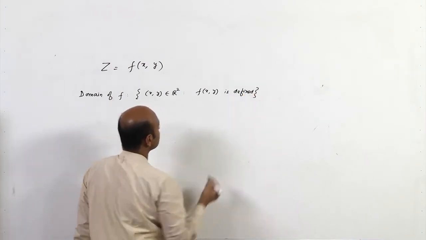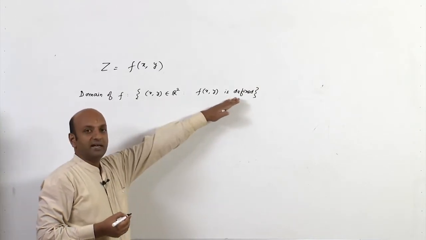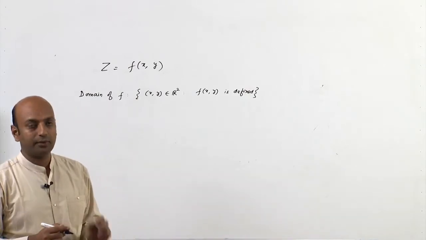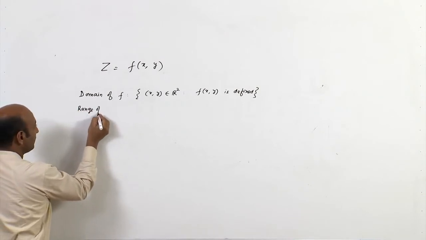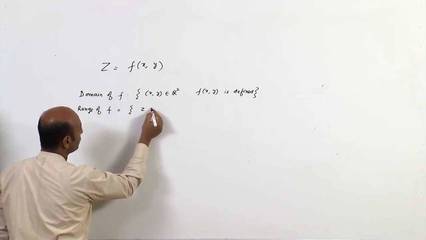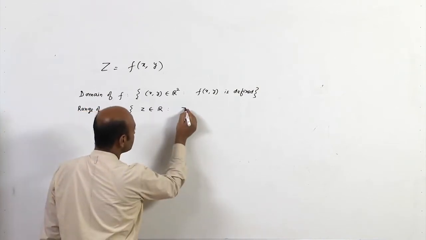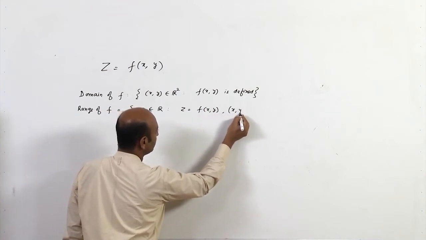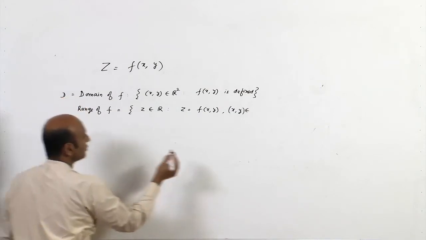Collection of all those (x, y) in the xy-plane where f(x, y) is defined, we call that set the domain of the function f. Now, the range of the function f are all those z belonging to R such that z equals f(x, y) and (x, y) belongs to the domain. Say this domain is represented by D, so (x, y) belongs to D.